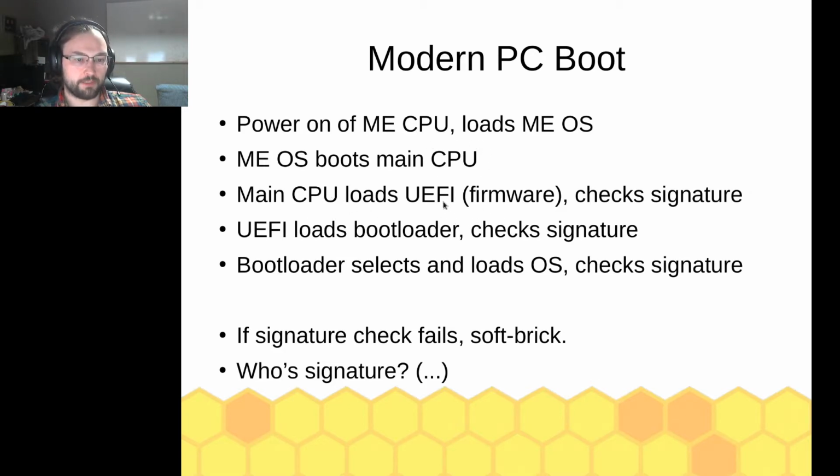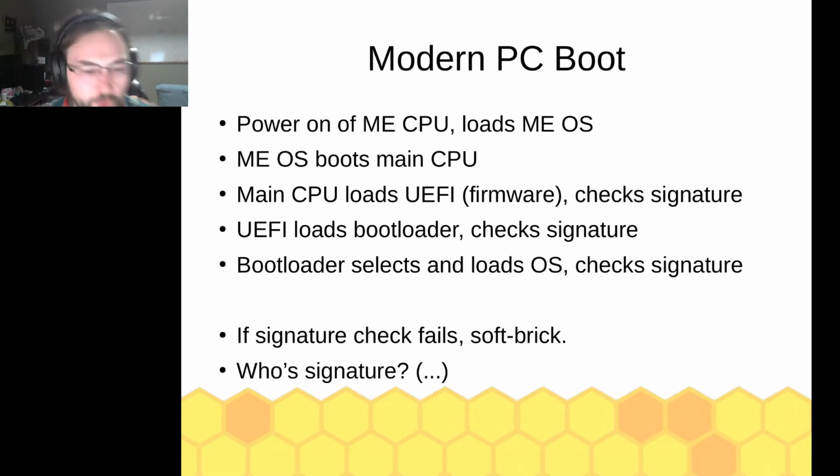Once the main CPU boots, it looks like a cell phone sequence. That main CPU is going to run the firmware on a desktop PC that's called UEFI nowadays, and it's going to check the signature of that firmware. The firmware is going to load the bootloader, check the signature. The bootloader is going to select and load an operating system, and again we check the signature. Again, if the signature fails, we get a soft brick, although on this sort of machine it's less annoying because you usually can just stick in a USB drive and boot off that.